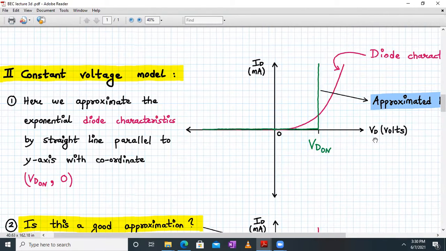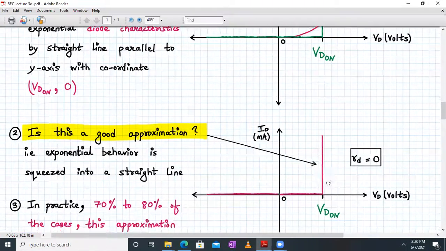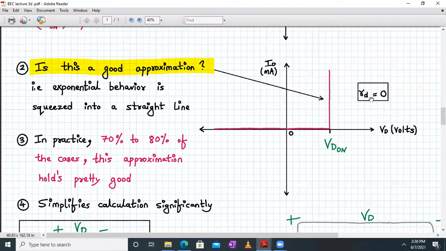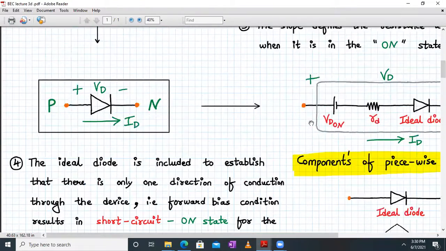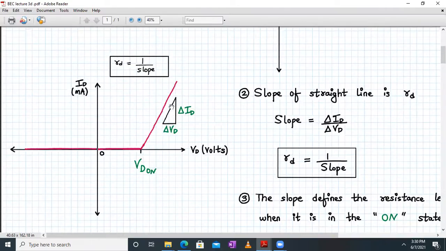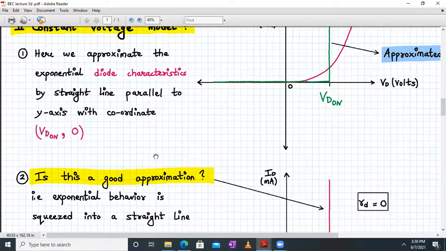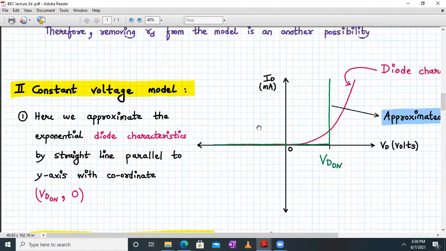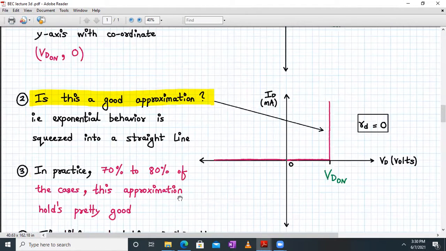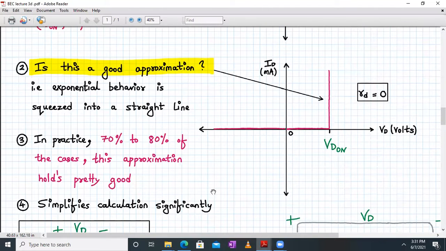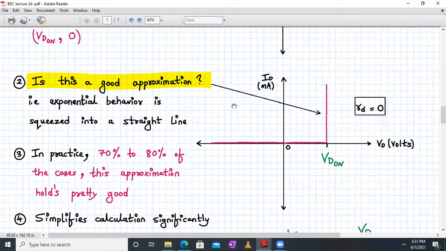So is this a good approximation? Well, let's think about it. Here RD is considered to be 0. From the earlier model, if you consider RD equal to 0, that means the slope will be almost infinite. If we consider RD equal to 0, that becomes the constant voltage model. And it's almost a good approximation. It's not a bad approximation. The exponential behavior is squeezed into a straight line. Normally in practice, in 70 to 80% of the cases, this approximation holds pretty well. Okay, so this is your constant voltage model, in short, the graph.